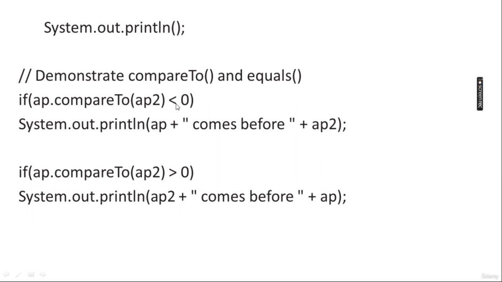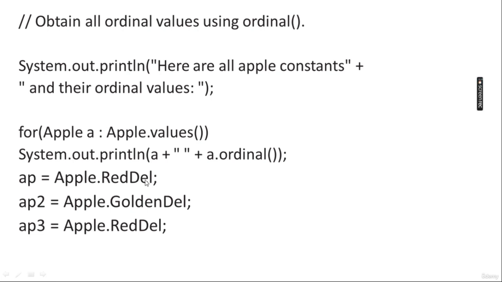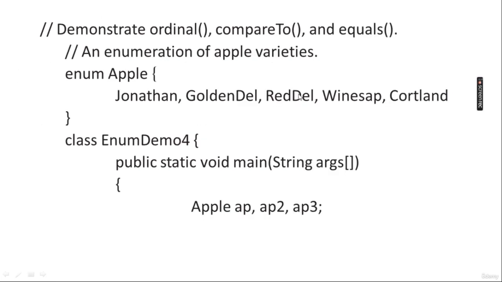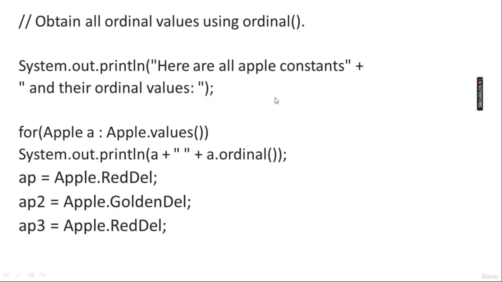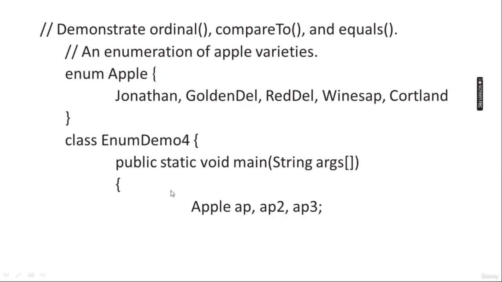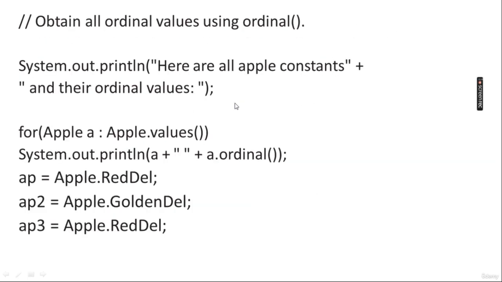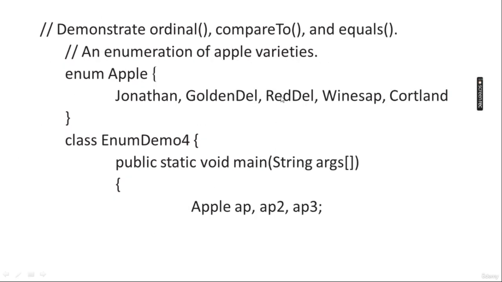Okay. So we are checking with the ordinal values. AP is RedTail. So what is the position of RedTail? 0, 1, 2. Then GoldenTail's value is 1 and RedTail's value is 2. AP3's value is again RedTail, so it will be again 2.